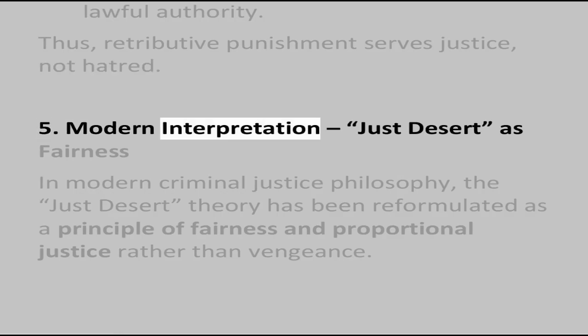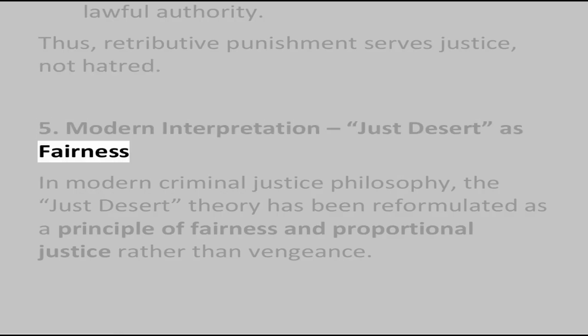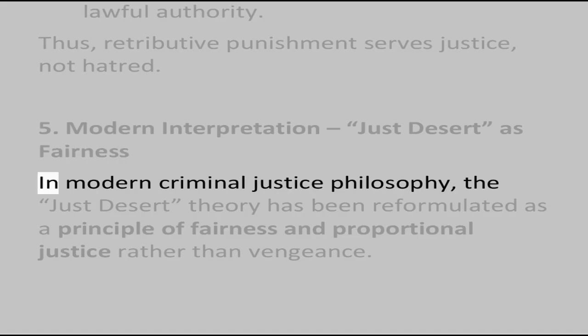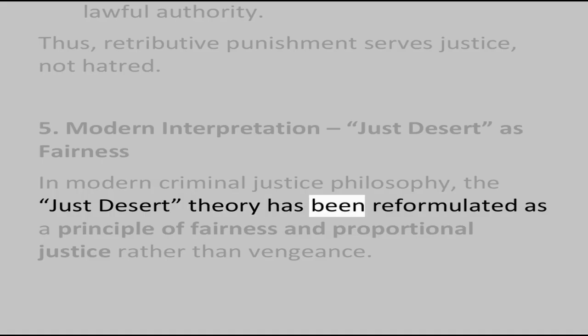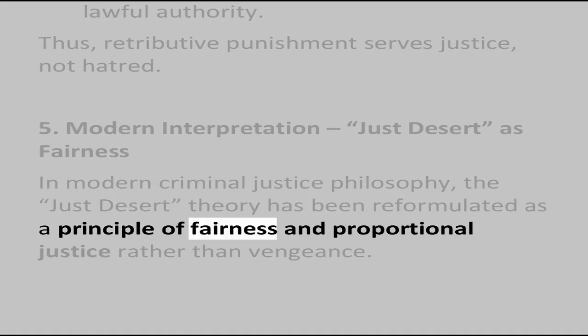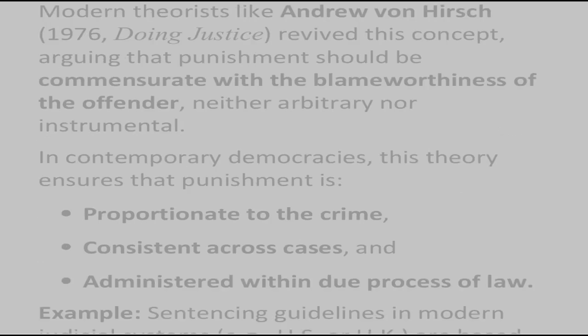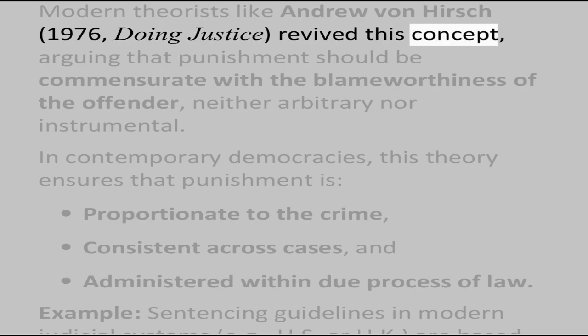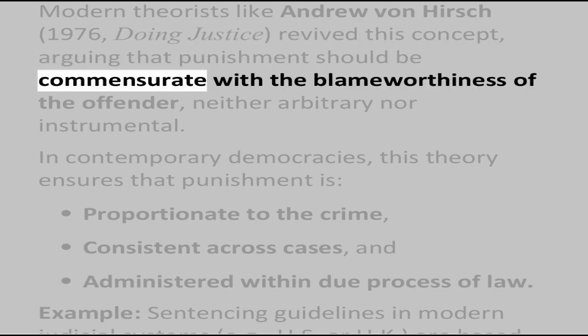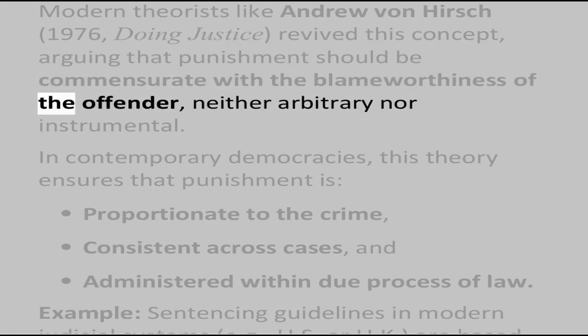5. Modern interpretation, just desert as fairness. In modern criminal justice philosophy, the just desert theory has been reformulated as a principle of fairness and proportional justice rather than vengeance. Modern theorists like Andrew von Hirsch, 1976, Doing Justice, revived this concept, arguing that punishment should be commensurate with the blameworthiness of the offender, neither arbitrary nor instrumental.